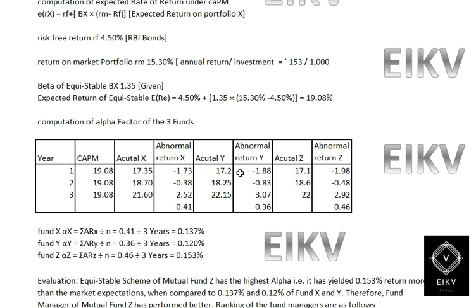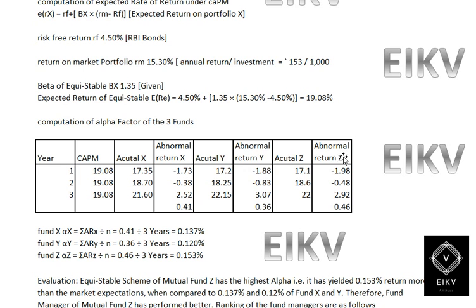When we compare the actual return of Y, it would be 17.2, 18.25 and 22.15. When we deduct CAPM from actual, 17.2 minus 19.08 is negative 1.88, 18.25 minus 19.08 will give you negative 0.83, and 22.15 minus 19.08 will give you 3.07. When we take the total, there will be a positive variance of 0.36.